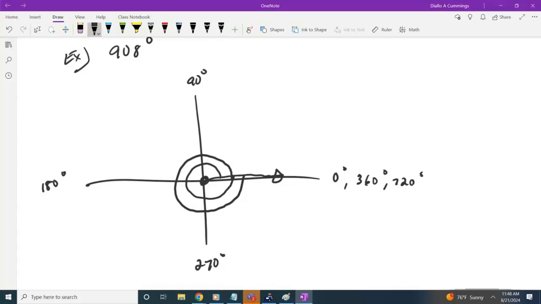So now we're going to take them quadrant by quadrant. So if this is 720, this is going to be what? Since this is 90 degrees, if I add 90 to 720, I get what? 810.